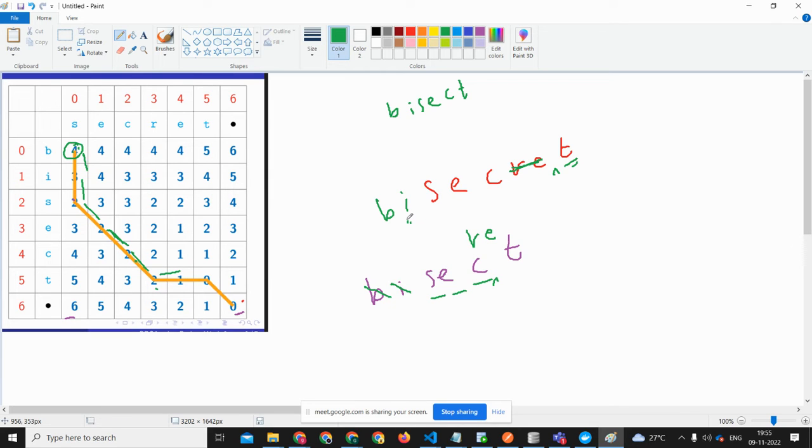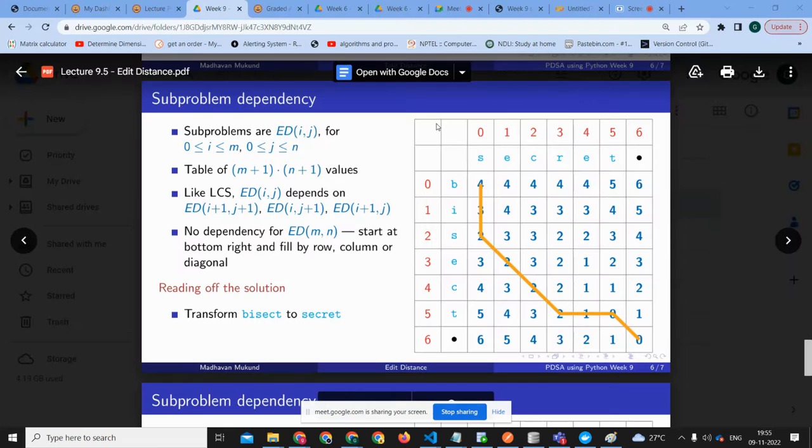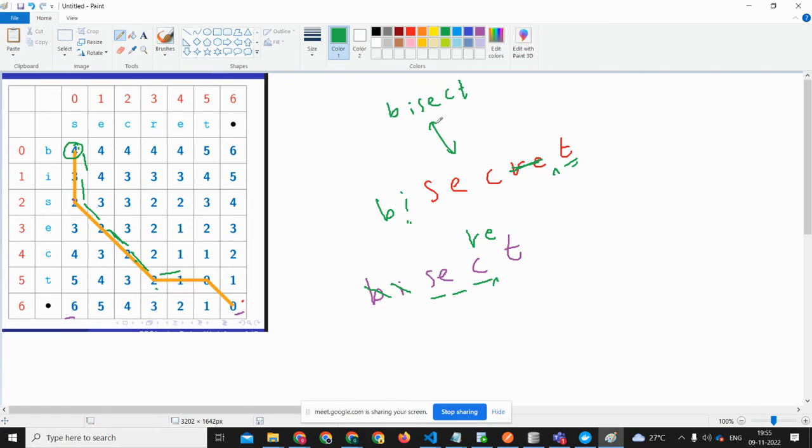Yeah, that's right. The three things: in order to convert secret to bisect or bisect to secret, it's going to take the same number of operations. It's always going to be the same, right? So yes, you interchange and it's going to be the same. And this is the least number of moves that we make to change it.